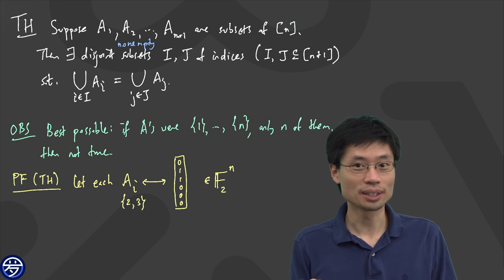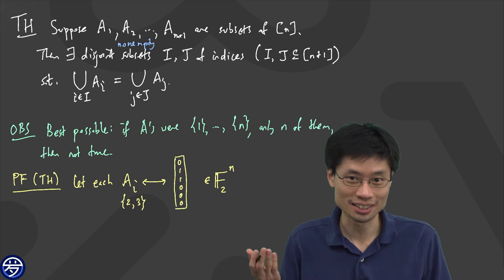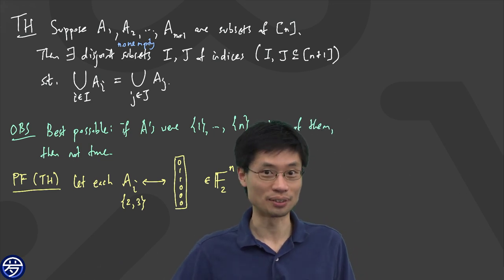Oh yes, are we concerned about the a's being distinct? Actually, it's okay if the a's are overlapping. If the a's are repeated, then it's trivial. You just find two different ones.